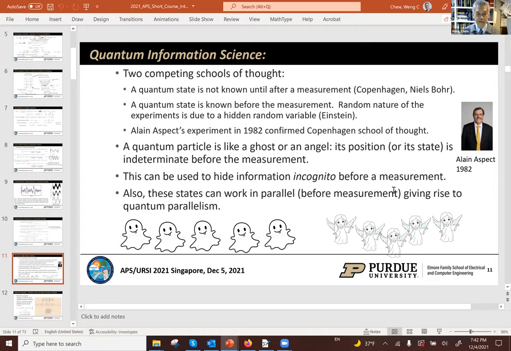So quantum information science. Can you give me just 1 minute?